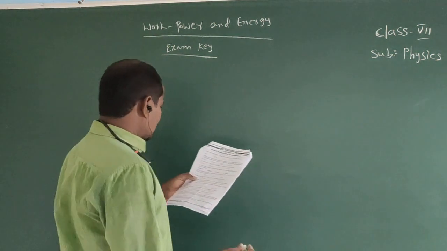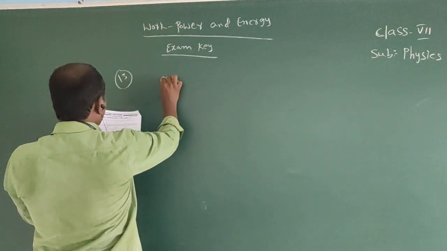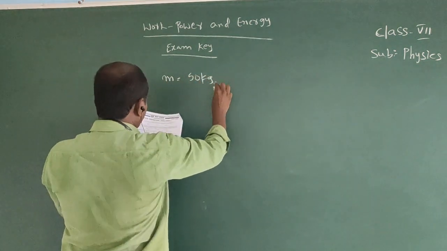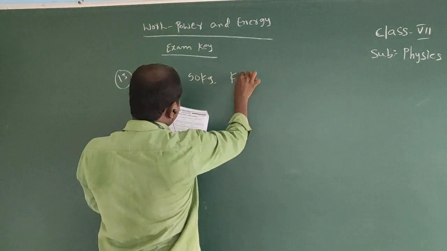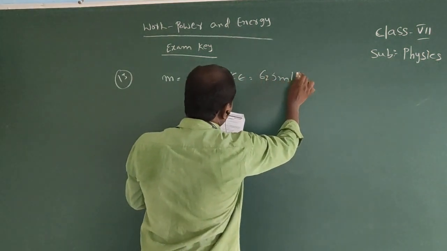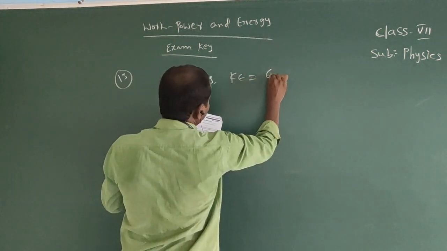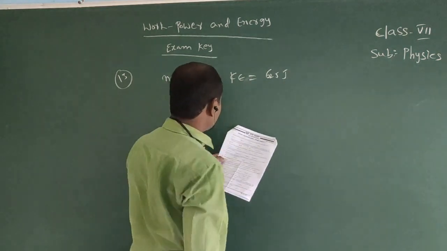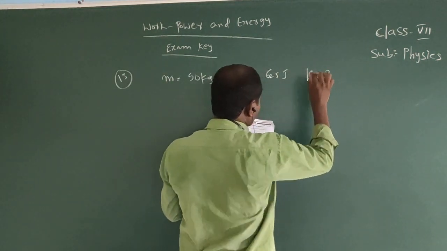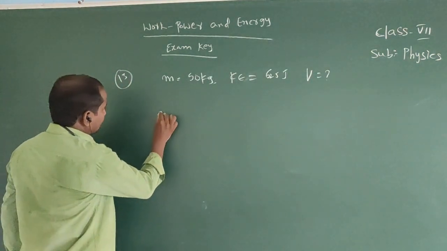Here mass equal to 50 kg. Here kinetic energy K equal to 625 joules. Okay. Then finally, find the velocity.